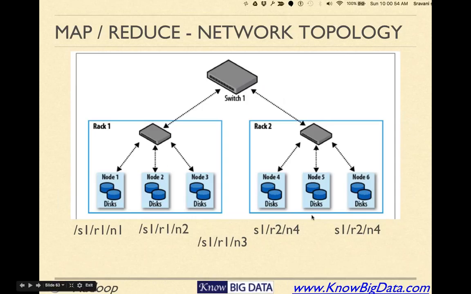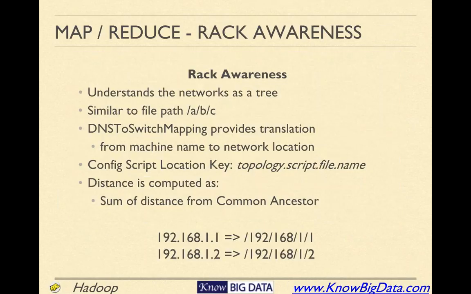And this tree can be represented like a file path, like this: slash s1 r1 n1 slash s1 r1 n2 and so on. Okay, so this is how we do the network topology. It is also called rack awareness, that Hadoop knows about racks, and Hadoop understands the meaning of racks and data locality. It understands the network as a tree.